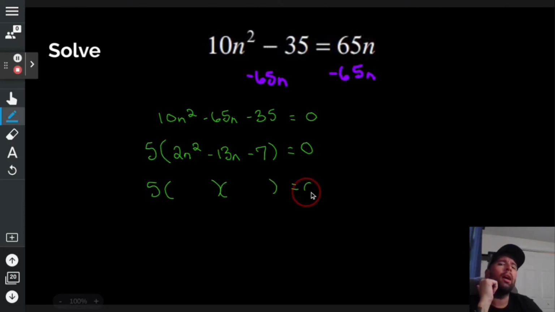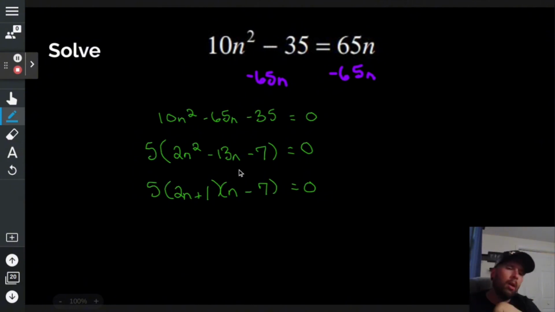Not right now. One of these has to be 2n. One of these has to be regular n. One of these has to be positive. One of these has to be negative. I'm feeling this has to be 7. This has to be 1. This has to be minus. This has to be plus. And that would give me 2n squared minus 14n plus n minus 7.